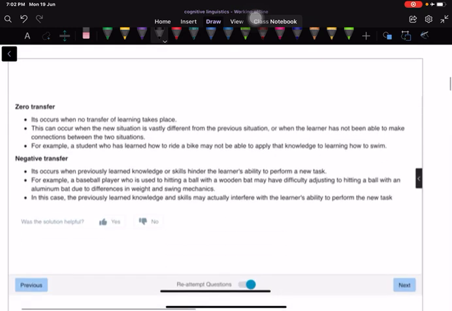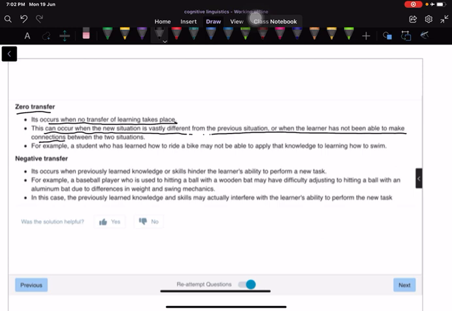Now, zero transfer. It occurs when no transfer of learning takes place. This can occur when the new situation is vastly different from the previous situation, or when the learner has not been able to make connections between the two situations. For example, a student who has learned how to ride a bike may not be able to apply that knowledge to learning how to swim. That's zero transfer.